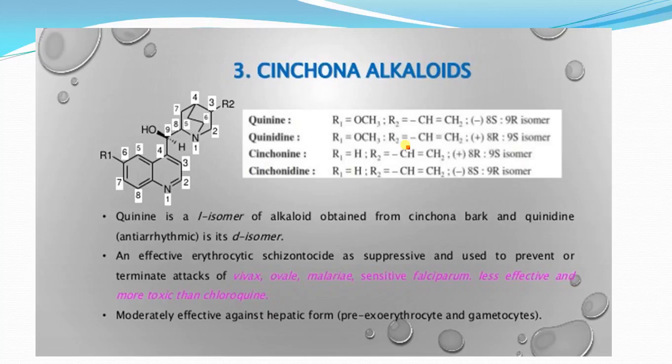Among the cinchona alkaloids, quinine is the L isomer of the alkaloid obtained from cinchona bark, and quinidine is the D isomer, which is used as an antiarrhythmic. So this is the stereochemistry behind this. The D isomer of quinine is antiarrhythmic and the L isomer is for antimalarial use.